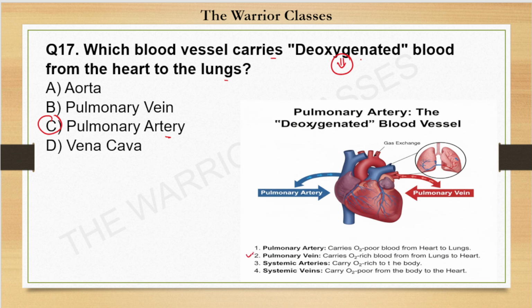And pulmonary veins carry oxygen-rich blood from the lungs to the heart. And systemic arteries carry oxygen-rich blood to the body. And systemic veins carry deoxygenated or poor blood from the body to the heart. Aorta is the largest artery and it carries oxygenated blood to the body.